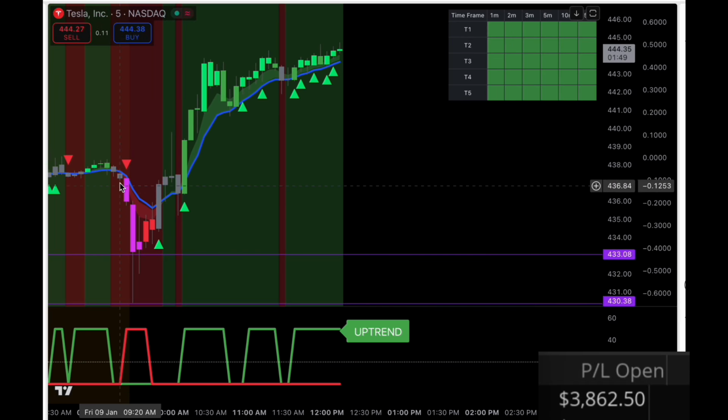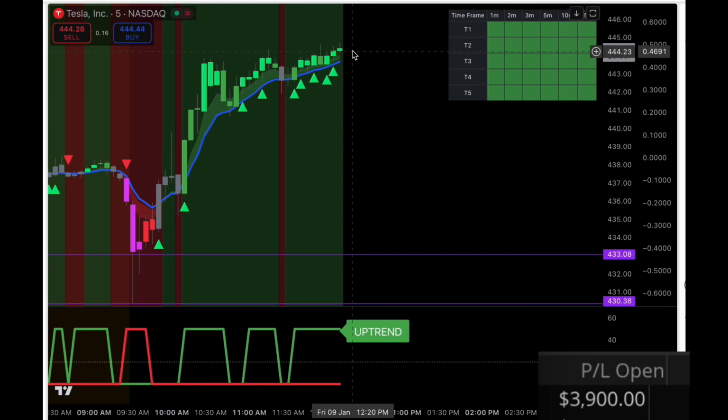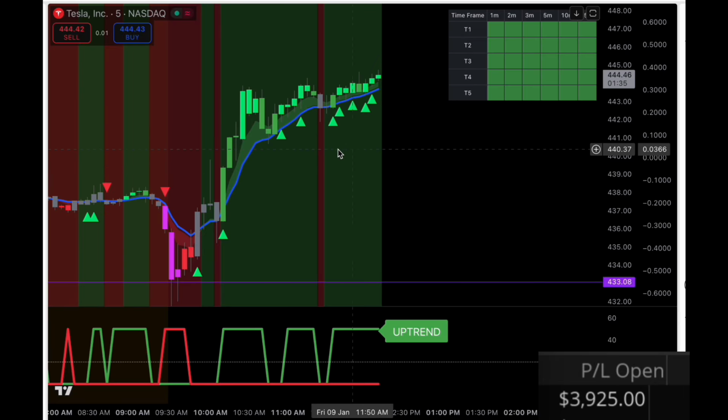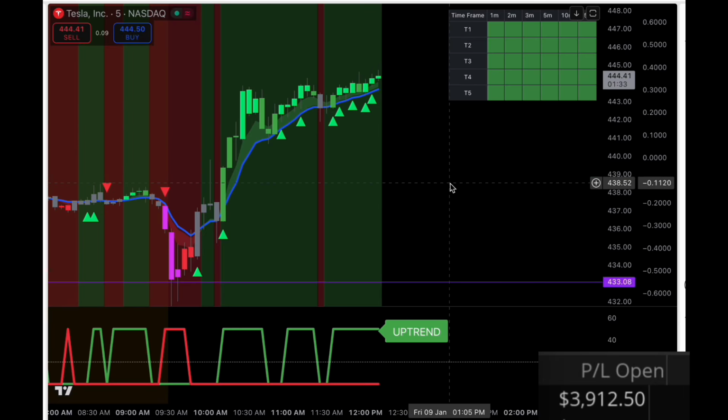Pretty cool motion. Flush down right from the beginning. And then you had reversal of color. And remember, the Maverick AI Pro is coloring your candles to the data that we're seeing. If you're just using green and red candles, I want to see what's going on underneath the hood.